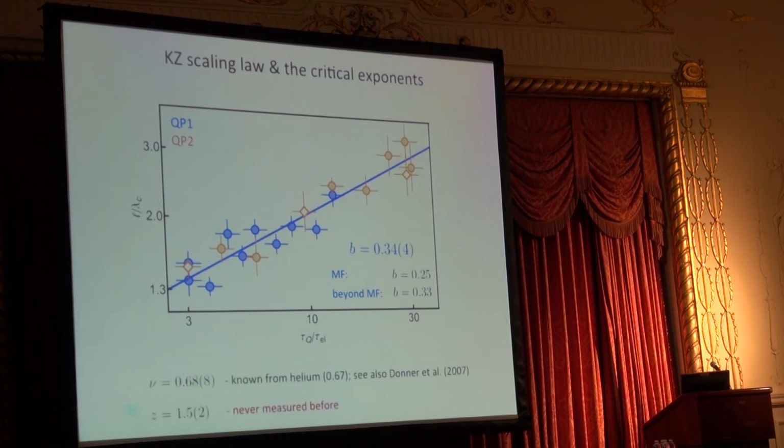And so with everything fitting in, we can now also deduce the critical exponents for the BEC, the interacting BEC phase transition. And what we get is that nu is 0.68, which agrees with numerous measurements in helium, which are more accurate and precise than ours.